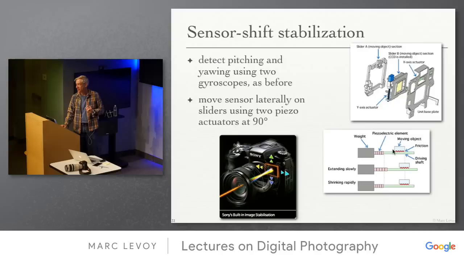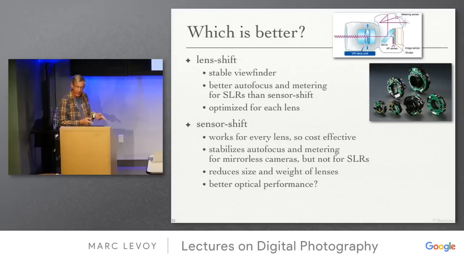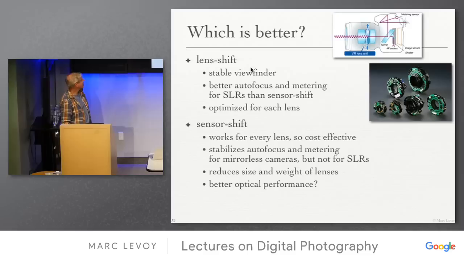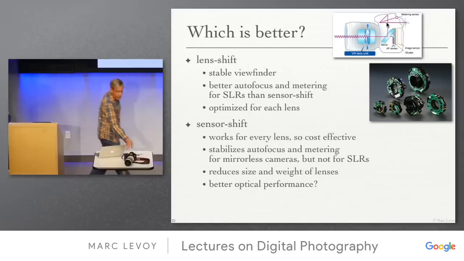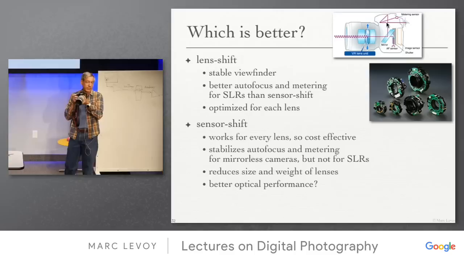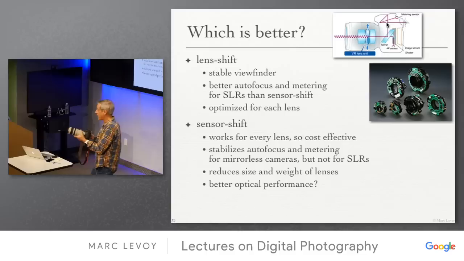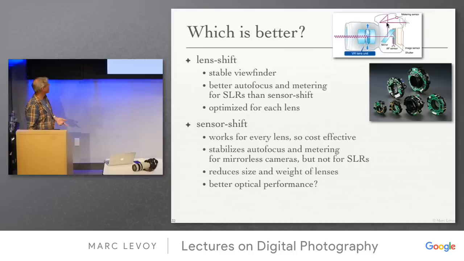So, which of these two is better, the lens stabilization or the sensor stabilization? There are interesting trade-offs. The lens shift gives you a stable viewfinder, because remember, the image is coming through, going through the stabilization, and then going up to this diffuse screen, which you then look at. So as I look through the viewfinder here on a lens like this one that is stabilized, I'll get a more stable viewfinder as soon as I half-press the shutter and engage the lens stabilization system. Especially for telephoto lenses, it's very useful to have a stabilized viewfinder. A stabilized viewfinder also means that the autofocusing and the metering, which both look at that same image, will work better.